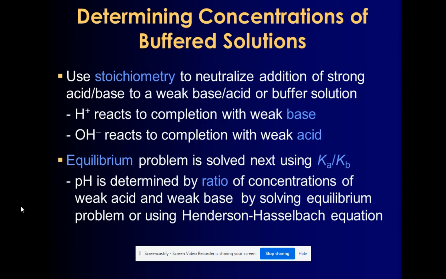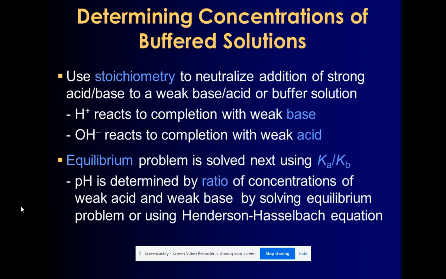Okay, so I said before that whenever you want to know the pH of a buffered mixture, you can find the pH of it just using your equilibrium expression. But if strong acid or strong base is added, you've got to neutralize that addition. Strong acid, strong base does not want to sit around. It's not going to be present partially. The hydrogen ions, if they are added from a strong acid, would react with any base that's present in the mixture. The hydroxide would react as completely as it can with any weak acid that's present in the mixture.